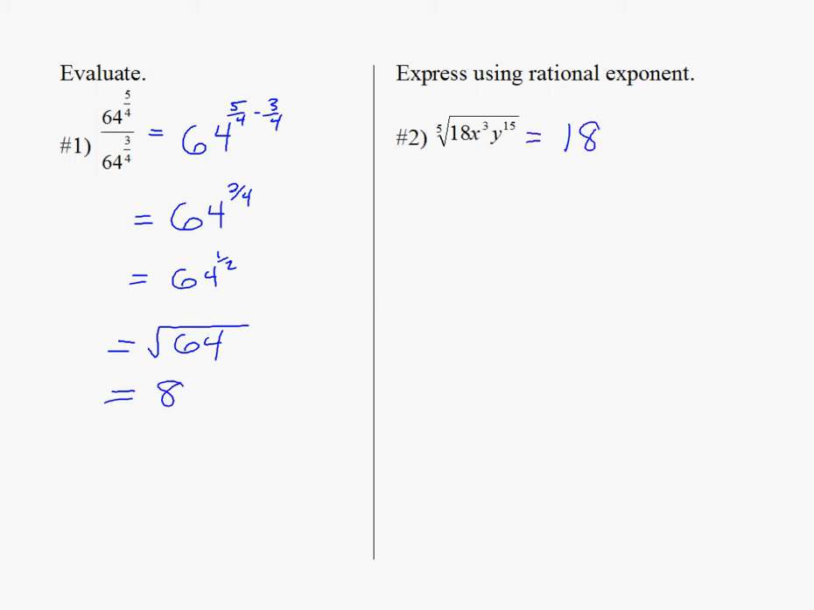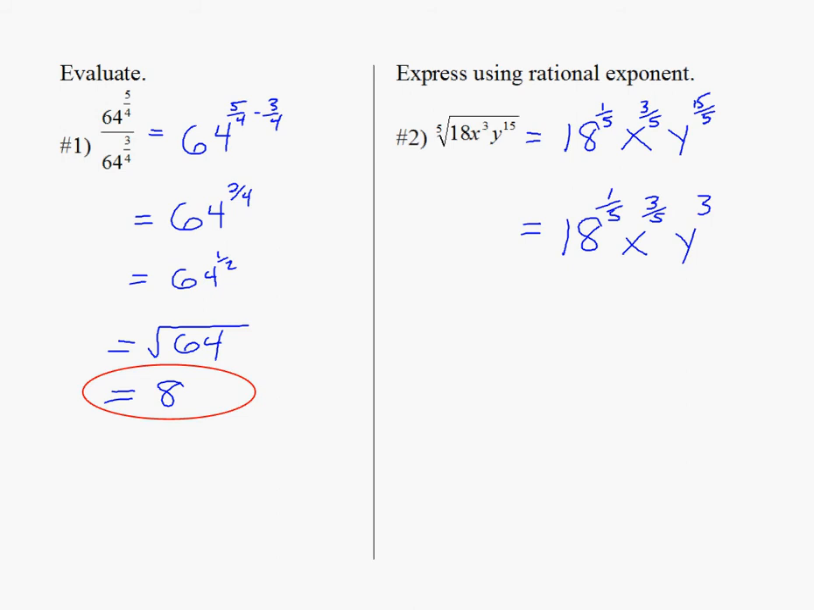Number 2, express using rational exponents. Take the exponent, put that in the numerator, put the root as the denominator. 18's exponent is 1, the root is 5. X's exponent is 3, the root is 5. Y's exponent is 15, the root is 5. If any of your fractions reduce, do so. 15/5 reduces to 3.